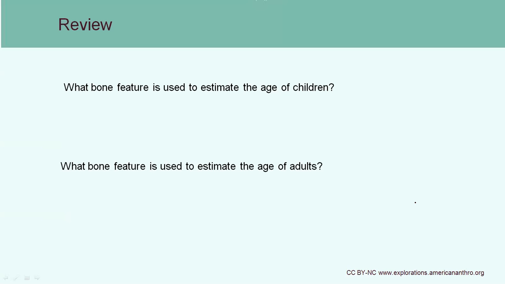So my next review questions for you. What bone feature is used to estimate the age of children? Now there are two possible data points, but which one is specifically on the bone? That's going to be the epiphyseal unions at the long bones. In addition to that, you could potentially use the dental eruption chart. Next, what bone feature is used to estimate the age of adults? So that one is much more difficult because the epiphyseal unions have fused in adults. However, we can look at their pubic symphysis.